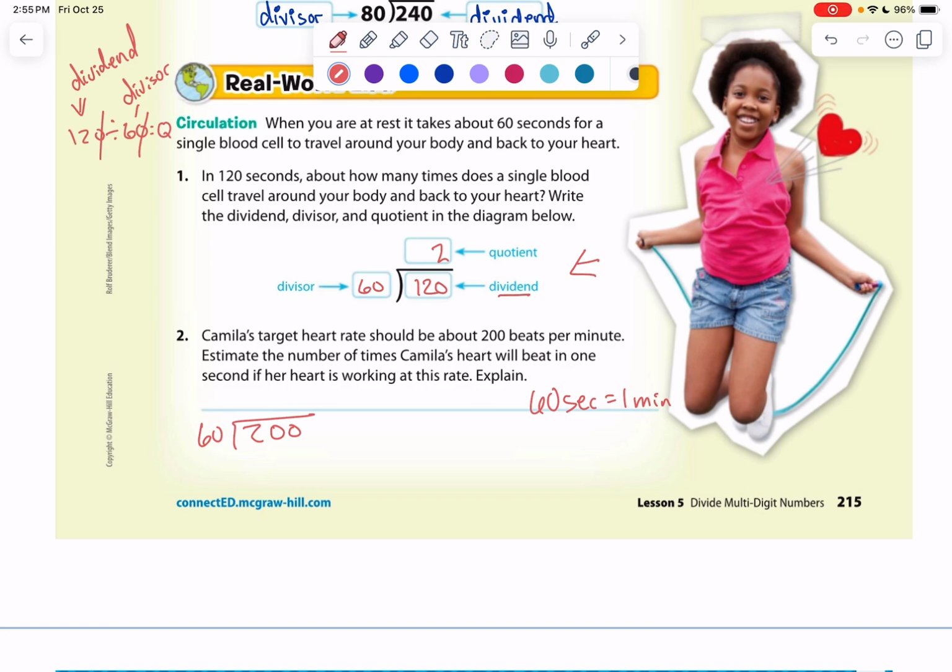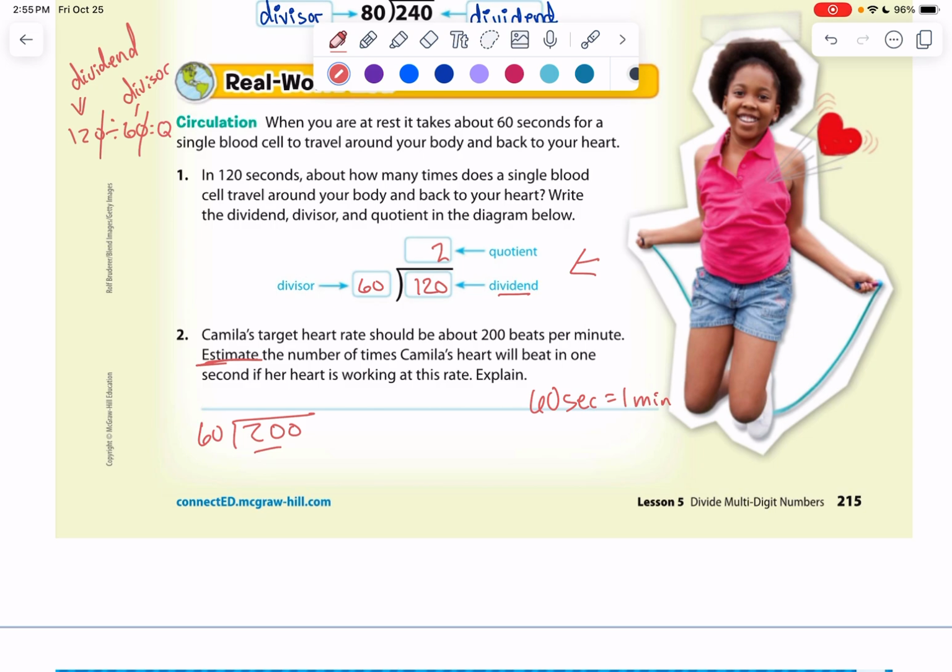Well, I already know 60 isn't going to go into 200 evenly because there's nothing I can multiply 6 by to get 20. Since they did say estimate, let's just change 200 to something that will divide evenly by 60. So I'm going to skip count by 6's. 6, 12, 18, 24. 24 is greater than 20. So let's go with 18, or 180. So 180 divided by 60, cross out those zeros. 6 times what is 18? 3. That's right. So that means that Camilla's heart is beating approximately 3 times per second. That's pretty cool. Moving on.